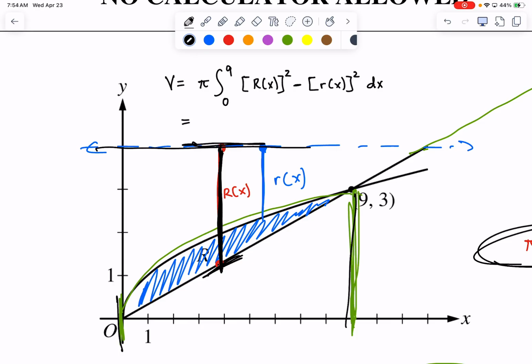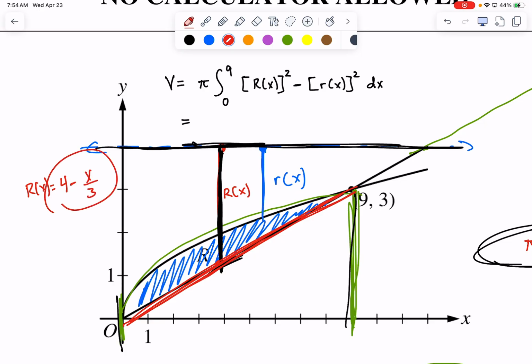So what's the top function, first of all? 4. So big R of x is top, 4, minus the bottom function. What's the bottom function? Oh, it's that line, x over 3. So that's your outer radius. So you go the integral from 0 to 9 of the outer radius, which is 4 minus x over 3, squared. And remember, the directions said write, but do not evaluate, so you don't even have to do anything to it. So there's your outer radius squared minus the inner radius squared.